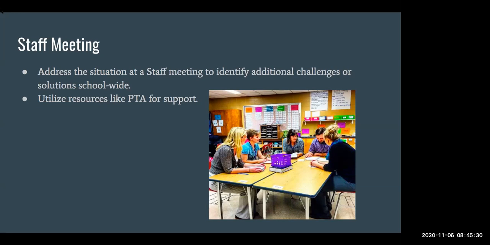And this could be done by addressing the situation in a staff meeting, by reaching out to administrators or other teachers for suggestions. It's also an appropriate place to suggest that families not be required to send school supplies for their students, and instead the school would provide what is needed for the kids to use at school. This change, of course, would require school funds to be used.